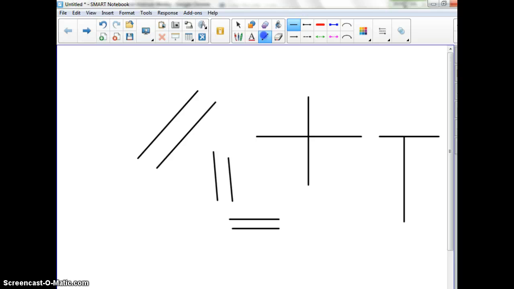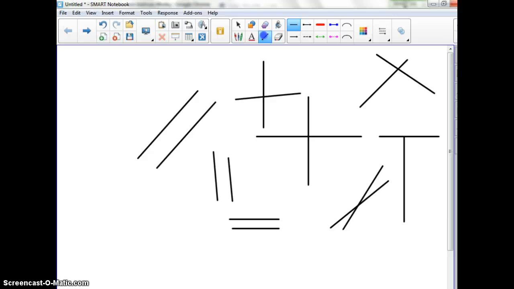The other type of crossing lines are what we call intersecting lines. They cross each other somewhere, but they don't make a perfect L in the corners. Here's another set of intersecting lines. Here's another set. Barely. It almost looks like a T, but if you look really close, it's not.